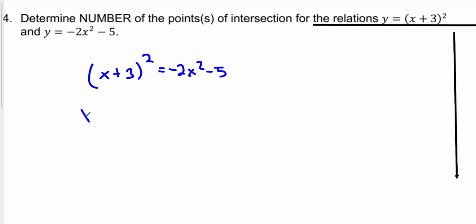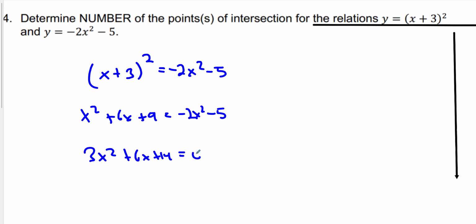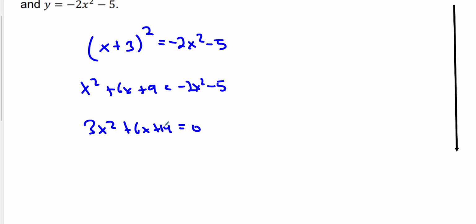Obviously, expand this: x squared plus 6x plus 9. Then we move everything to one side. 3x squared plus 6x plus 14 equals 0. And I'm going to solve this.